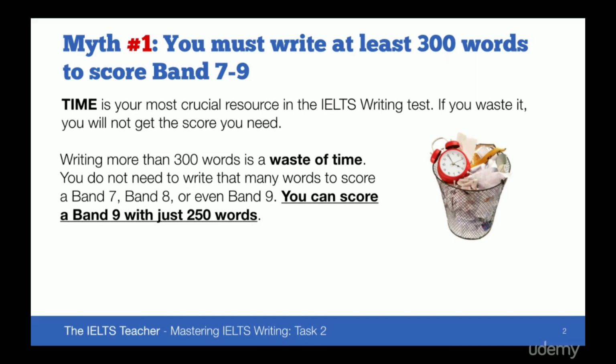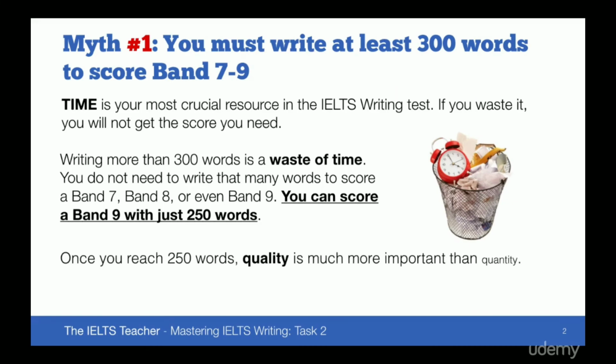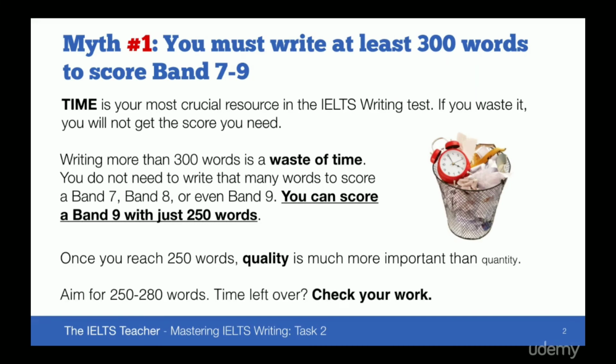250 word minimum, you're meeting the task requirements. Once you reach 250 words, quality is much more important than quantity. So save that time at the end for checking your work. 250 to 280 words is a good number. Check your work once you've finished your essay, and that will allow you time to check for grammar errors, thus boosting your grammar score, and check for vocabulary errors, thus boosting your lexical resource score. Much, much better idea than just trying to fill up a page with writing.